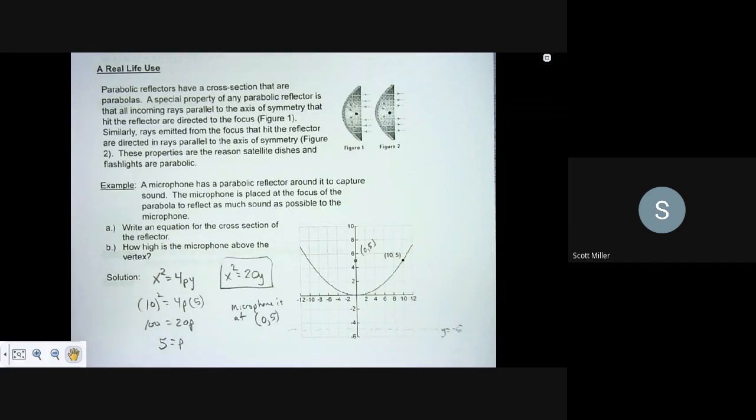So that's parabolas, and we'll take some more problems and questions together in class.